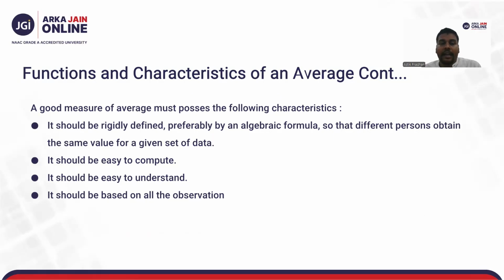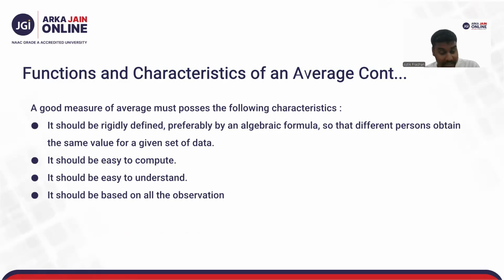Based on the average we can easily take better decisions. Second, it should be easy to compute. If computation is difficult, then ultimately it leads to wrong results, a lengthy process, and very high time consumption, and time is all about money. So to save time, it should be easily computed. It is one of the characteristics.